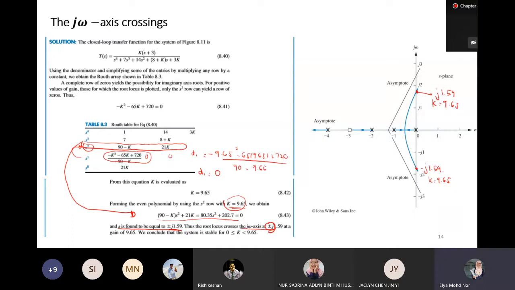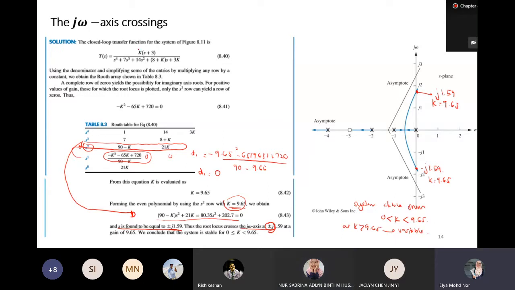Okay, so what can we conclude? We conclude that the system is stable for K from 0 to 9.65. What happens above 9.65? As K goes more than 9.65, what happens? The system becomes unstable. Okay, the system will become unstable.